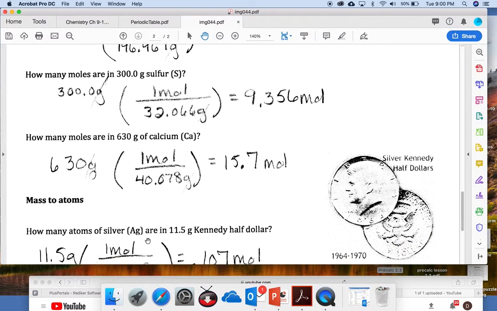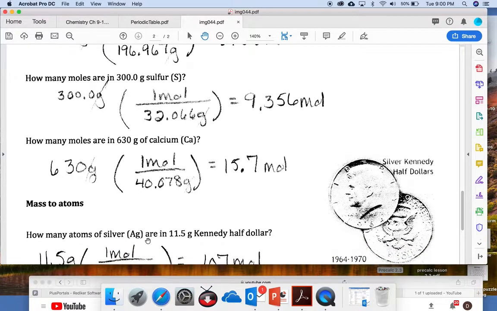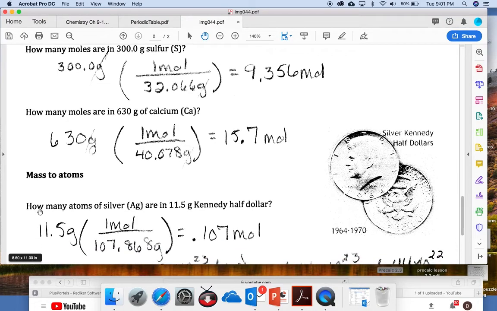Okay, mass to atoms. In this case, we have a mass, and we want to find out how many atoms are in that mass. Not moles, but atoms. There's no direct conversion from mass to atoms and atoms to mass. You're going to have to do a double conversion. You're going to have to go to moles first.